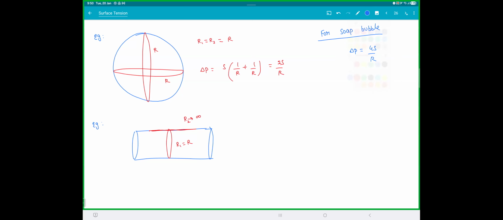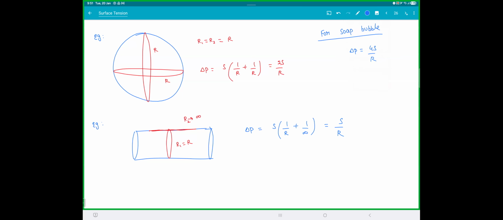That means the excess pressure in a cylindrical surface will be S times (1 by R plus 1 by infinity), which is S by R. So how can they frame that?